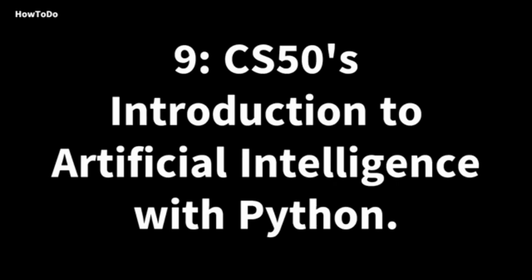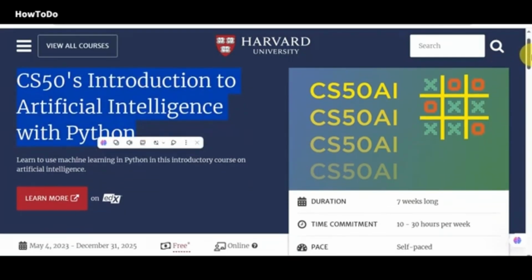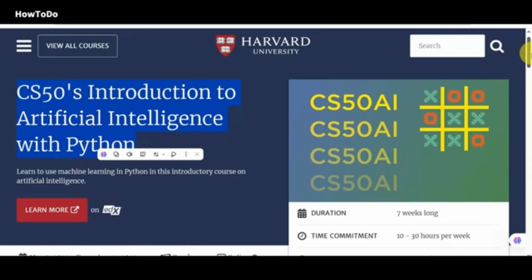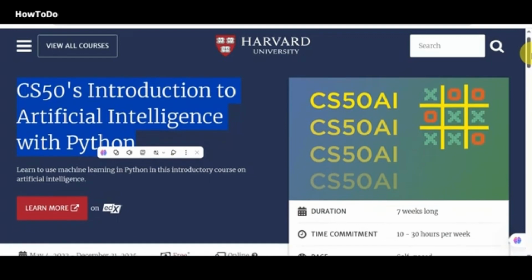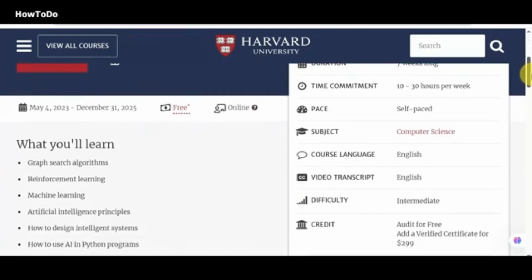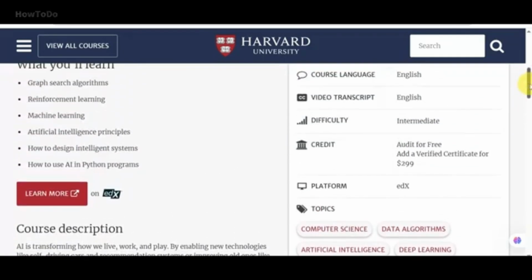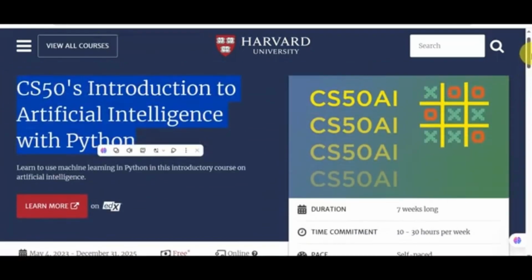9. CS50's Introduction to Artificial Intelligence with Python. AI is transforming how we live, work, and play. By enabling new technologies like self-driving cars and recommendation systems, or improving old ones like medical diagnostics and search engines, the demand for expertise in AI and machine learning is growing rapidly. This course will enable you to take the first step towards solving important real-world problems and future-proofing your career.